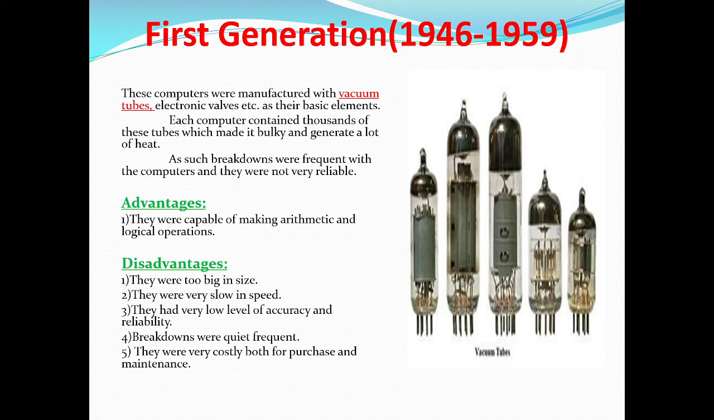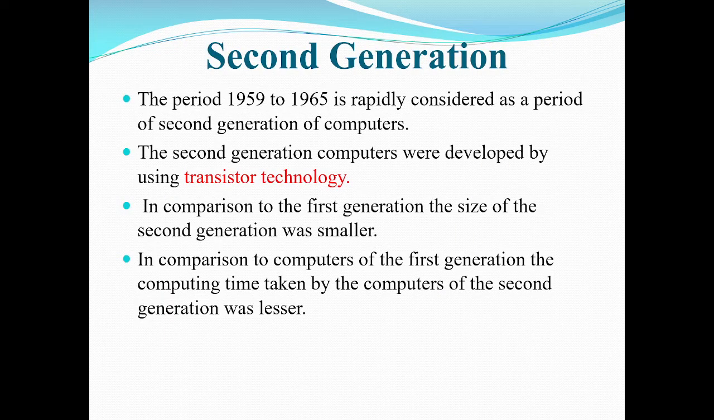And of course coming to the disadvantages, they were too big in size, very slow in speed, low level of accuracy and reliability, breakdowns were quite frequent, and they were very costly both for purchase as well as maintenance purpose. Let us look to the second generation.